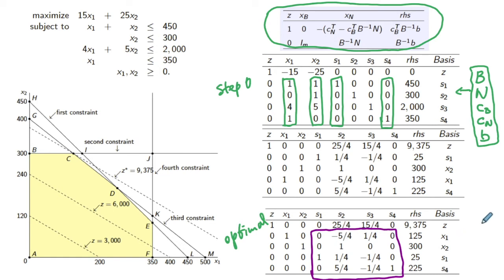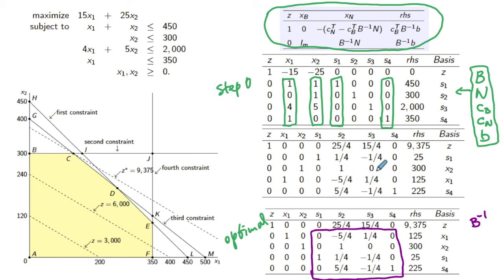Alright, so once again, B inverse for the current basis is located in the columns corresponding to the slack variables in the current simplex tableau, not in the step 0 tableau. In the step 0 tableau you read B inverse in the current tableau.